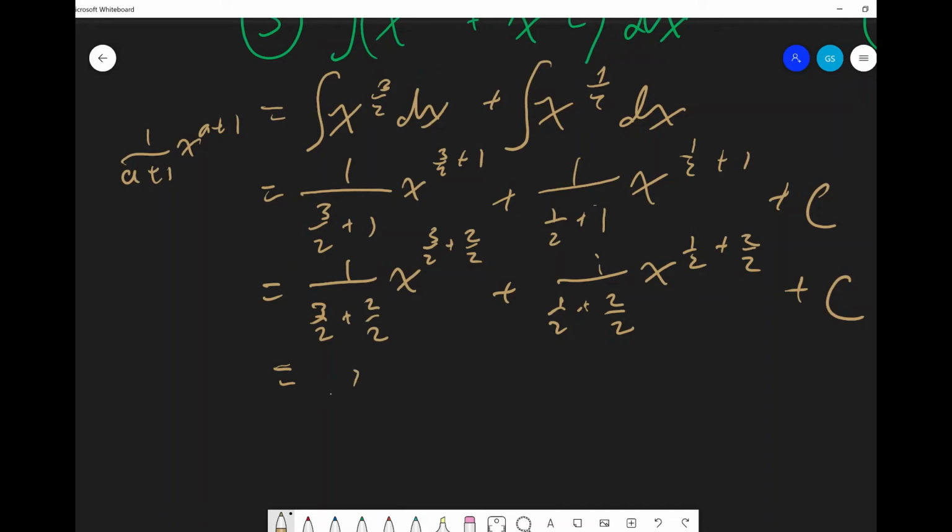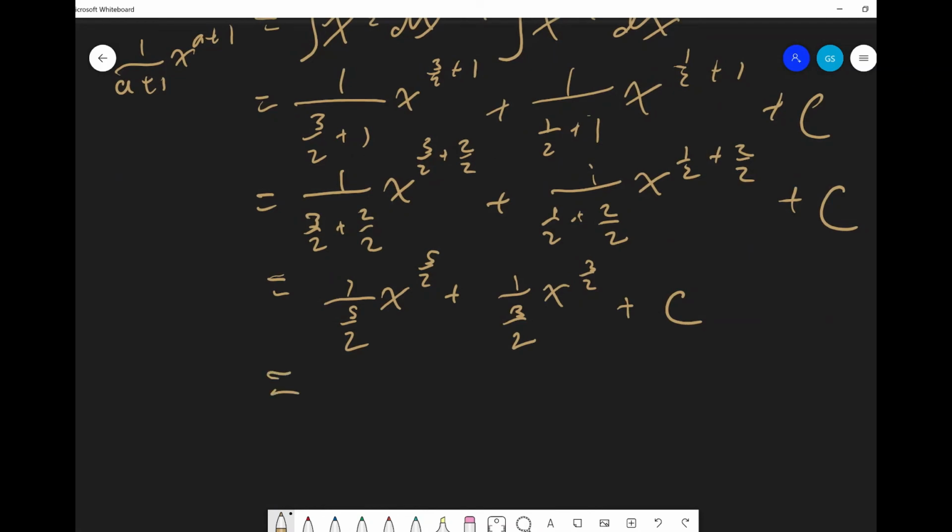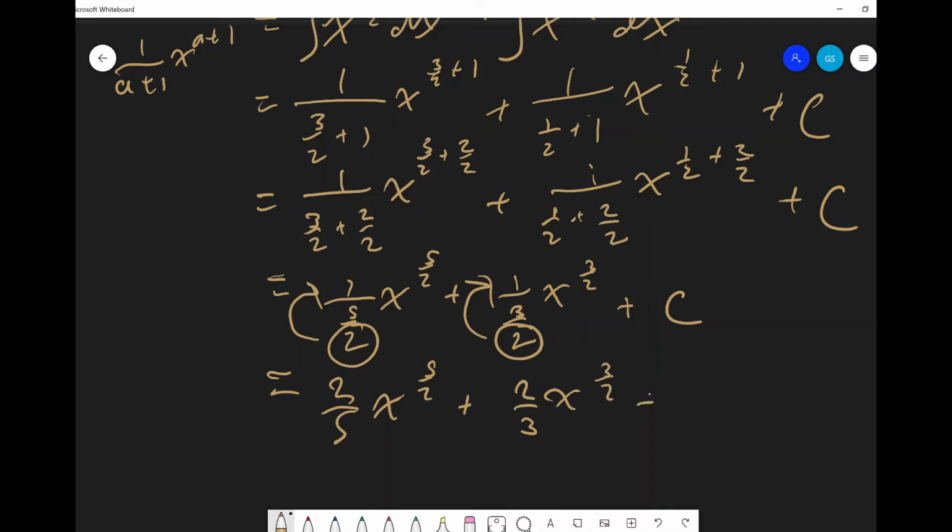So that becomes 1 over 5 over 2, times x to the 5 over 2, plus 3 over 2, times x to the 3 over 2, plus c. And then hopefully you remember some basic algebra, but when you have a fraction in the denominator, that can just go up. So that becomes 2/5 x to the 5 over 2 plus 2 over 3, because this guy can just go up here, x to the 3 over 2, plus c.